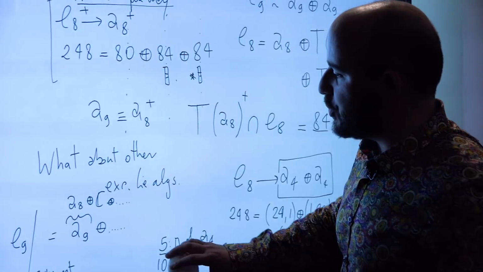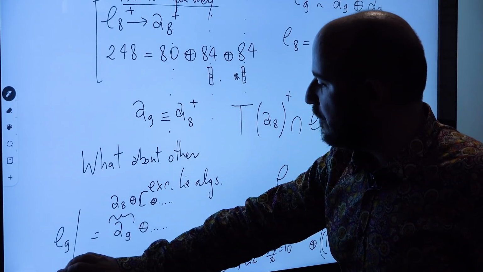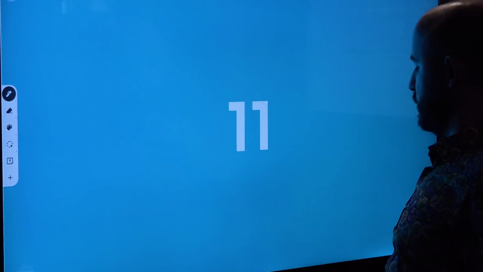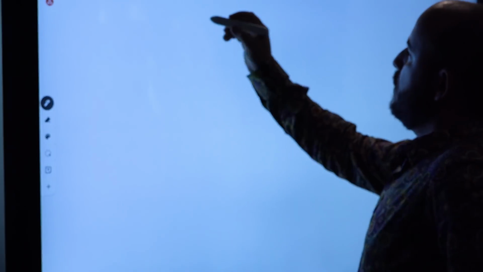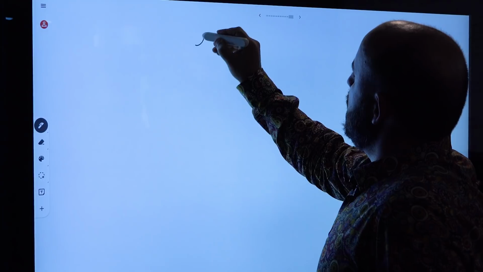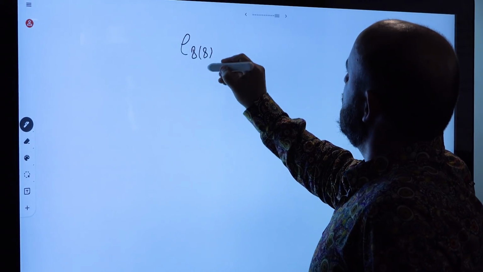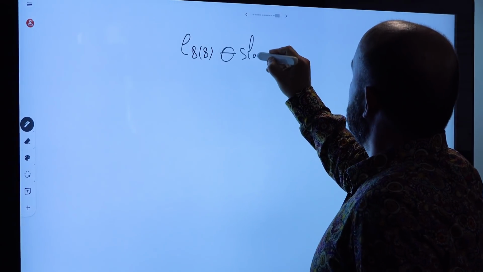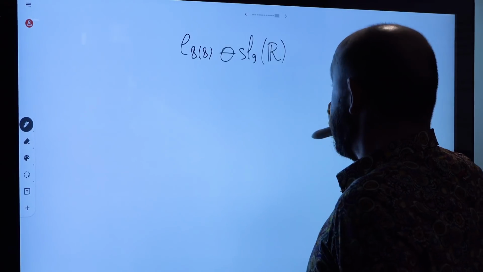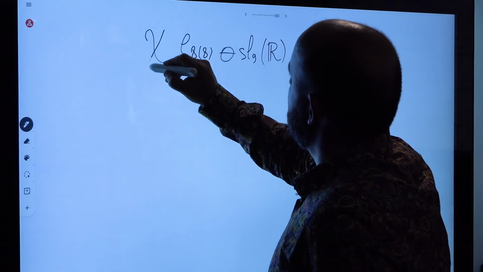Okay. And last observation, I want to just give you an explanation of the 0 character, which is quite nice. So, why does this E8 over SL9 have 0 character? So why chi?